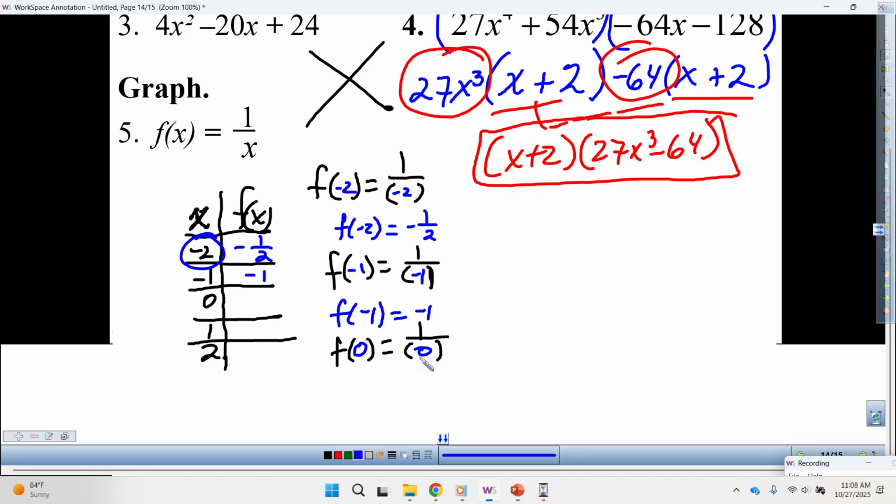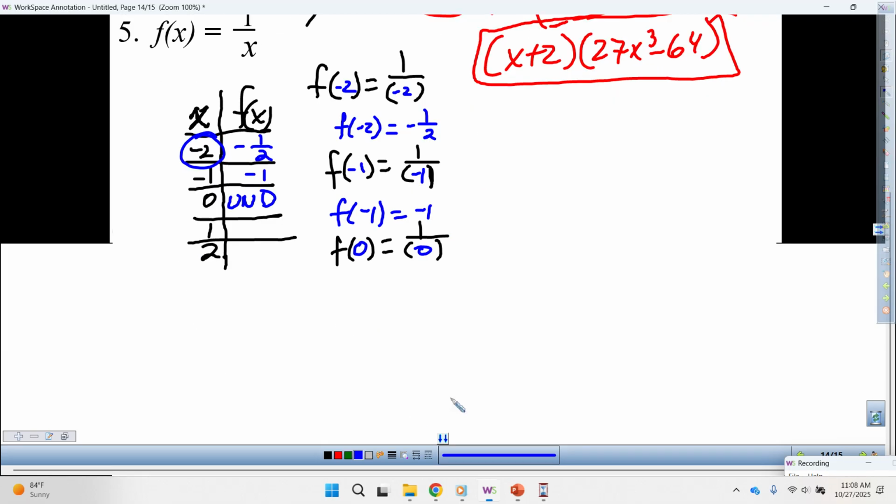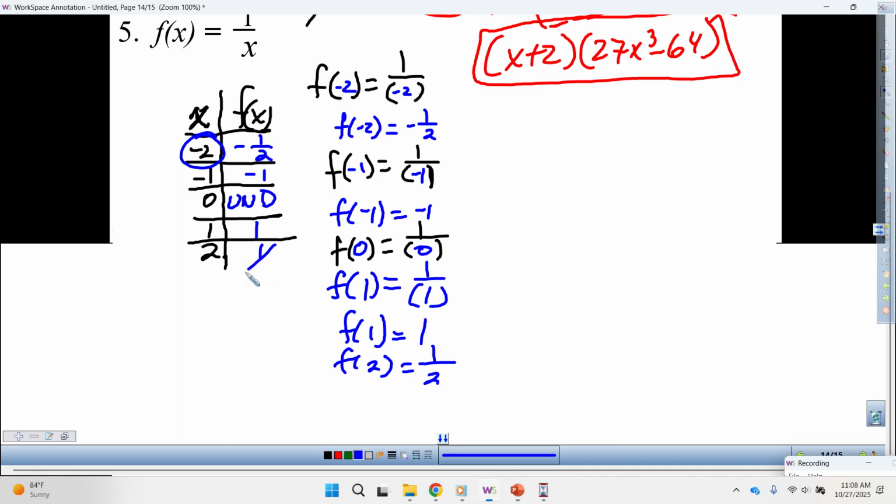Now look up. This is 1 divided by 0. Could that be true? No, because remember, we can't have 0 in the denominator. Is that correct? So I want you to write here UND, which means undefined. Undefined, because we cannot have this. Next, a 1. So f of 1 is 1. And f of 2 is 1/2.